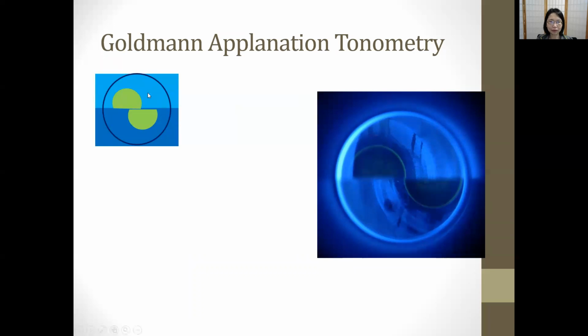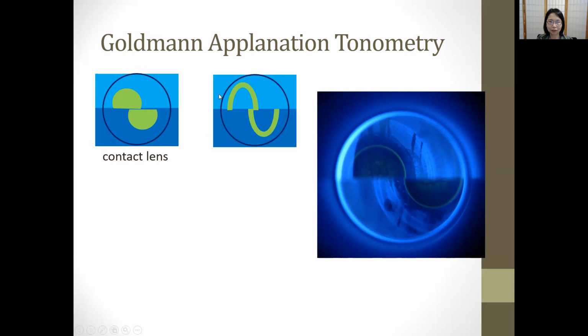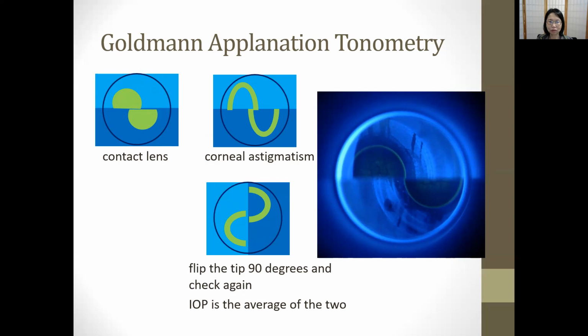If you see this, which is half circles, that actually means the patient has a contact lens on. I would suggest that you always examine the eye before you put the dye in, or in this case, if you notice after the fact, remove the contact lens and check pressure again. If you see this, that means that the patient has a certain amount of corneal astigmatism. If that's the case, you want to measure it horizontally and then rotate the applanator tip 90 degrees to check pressure again, and then take the average for the IOP of the eye.